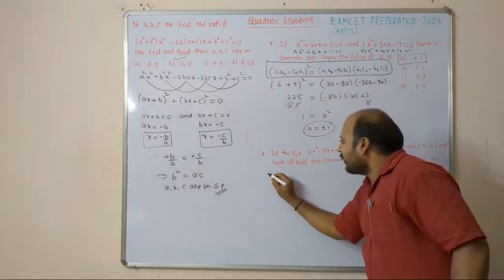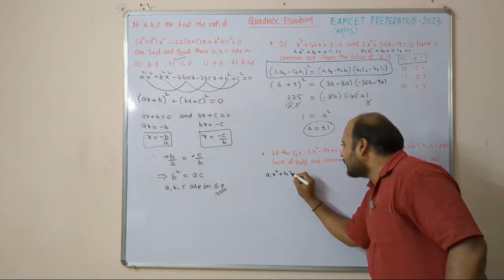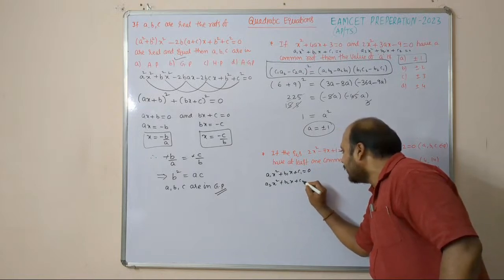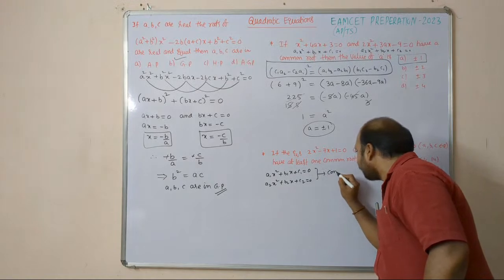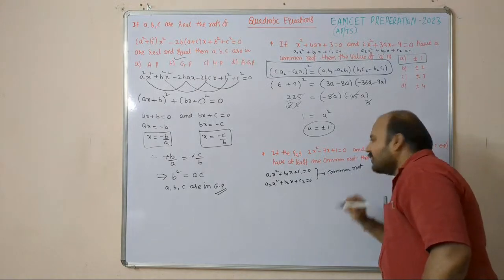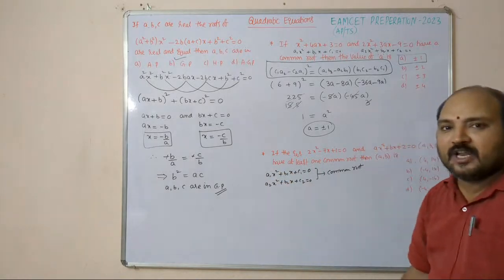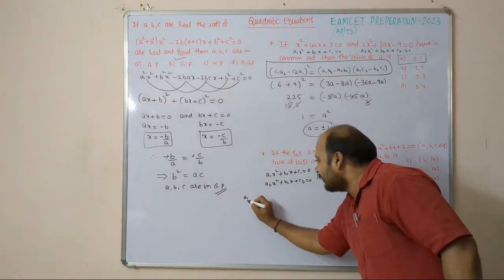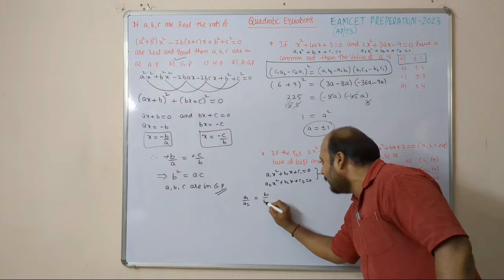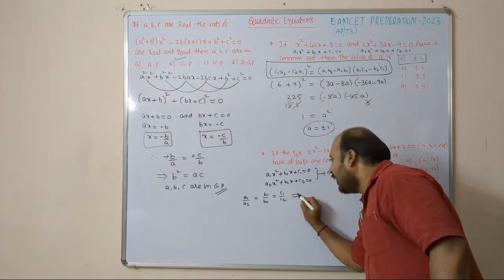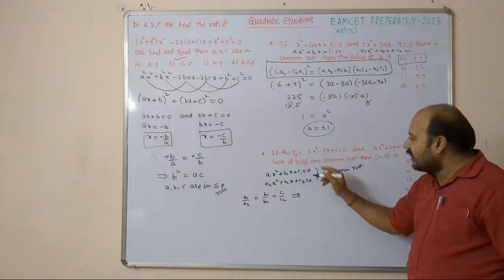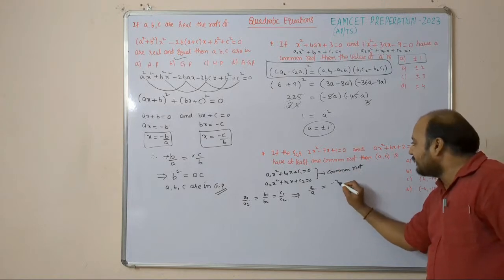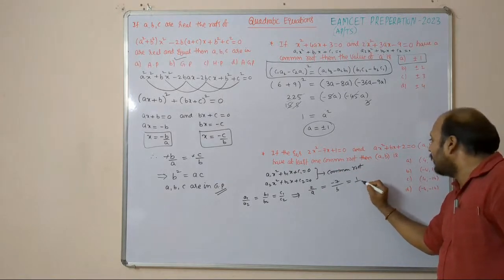If a1x square plus b1x plus c1 equal to 0 and a2x square plus b2x plus c2 equal to 0 are having a common root, then their x square coefficients are proportional, their x coefficients are proportional, their constants are also proportional. That means a1 by a2 is equal to b1 by b2 is equal to c1 by c2. From this, a1 value is 2, b1 value is minus 7, a2 value is a. Here minus 7 divided by b is equal to 1 by 2.